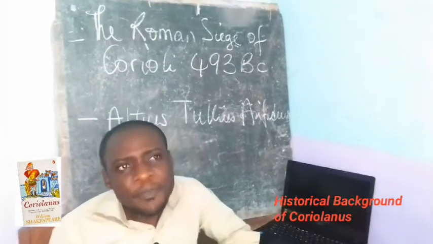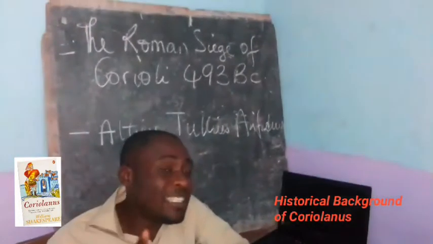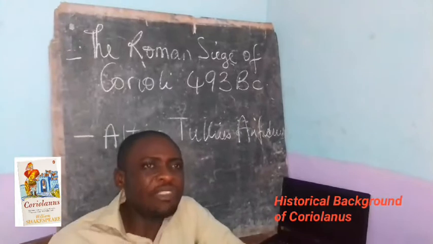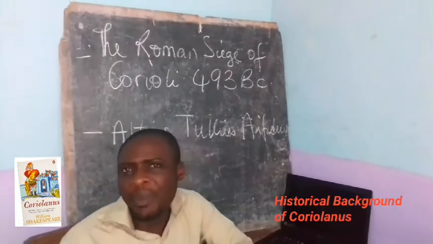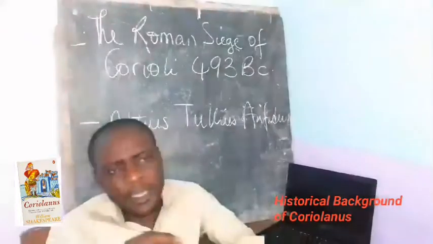And so 2 years earlier, or a year earlier, that was in 494 BC, the plebeians had revolted and threatened to break away from the Roman Empire, but then the patricians wouldn't have it. Why? This is the thing. Now look at it from this angle.